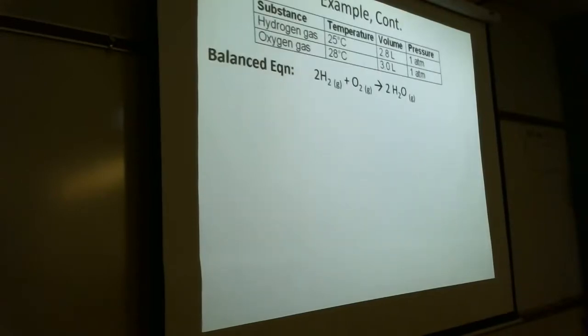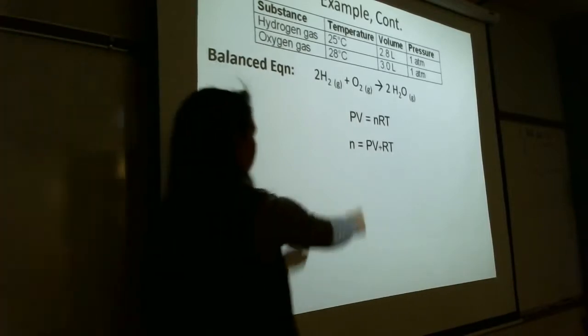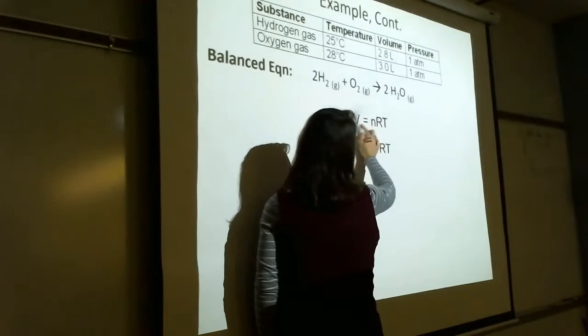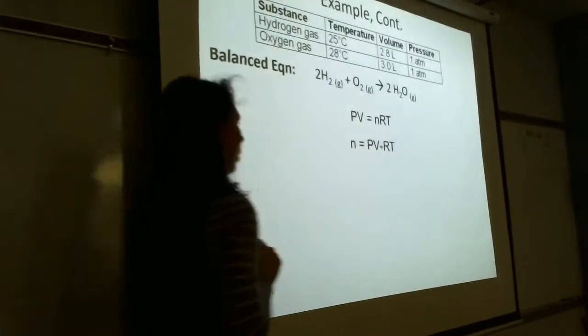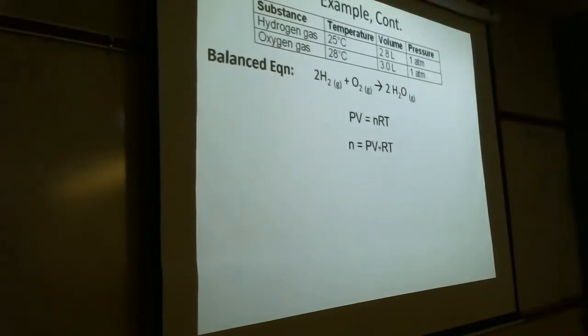Okay, so first we need a balanced equation, right? You can't do any stoichiometry without a balanced equation. 2H2 plus O2 produces 2H2O. All right, now we're going to use the ideal gas law. If PV is equal to nRT, how do I get n by itself? n is just PV over RT. Right? If I want n by itself, divide both sides by RT. So PV over RT gives me number of moles.